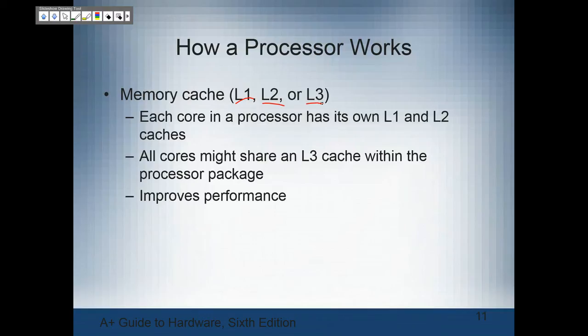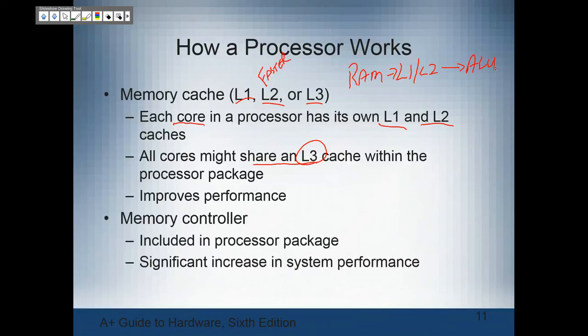Mentioned the memory cache, the L1, L2, L3 cache. Each core in a multi-core processor has its own L1 and L2 cache, and they share the L3 cache within the processor package. It improves performance because this memory is much faster than what's on the bus. So it's going to faster memory. We go from RAM to L1, L2, and then from there to the ALU, to the processor through the control units. This system has been set up for years.